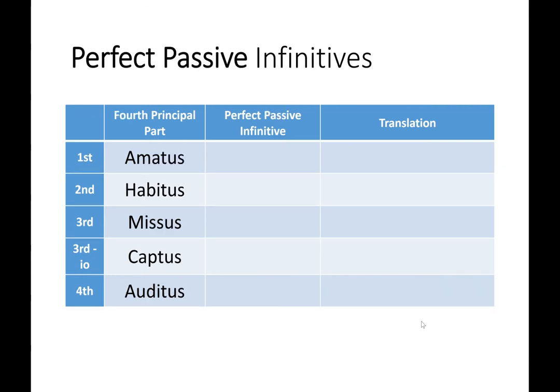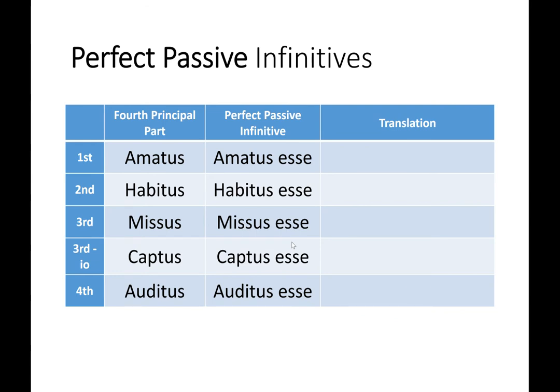Here we have the perfect passives, okay? And again, these guys are built off of the fourth principal part, okay? Amatus, habitus, missus, captus, auditus. And the pattern for all of these is going to be fourth principal part plus an infinitive of the verb to be, in which case we have amatus esse, habitus esse, missus esse, captus esse, auditus esse.